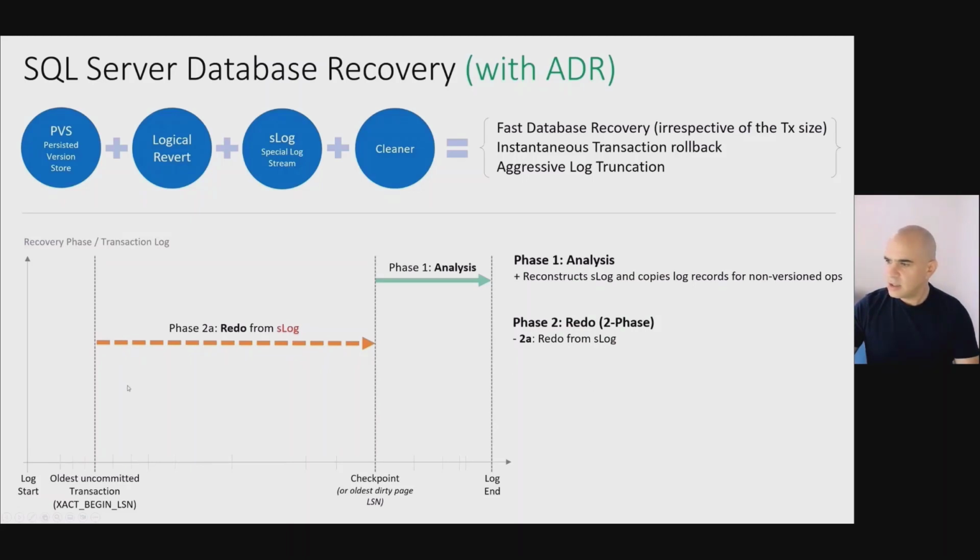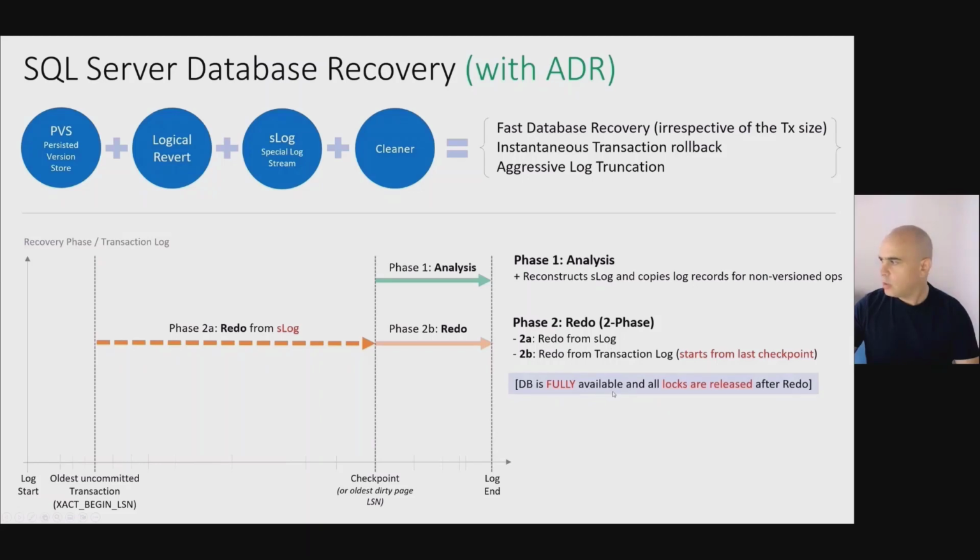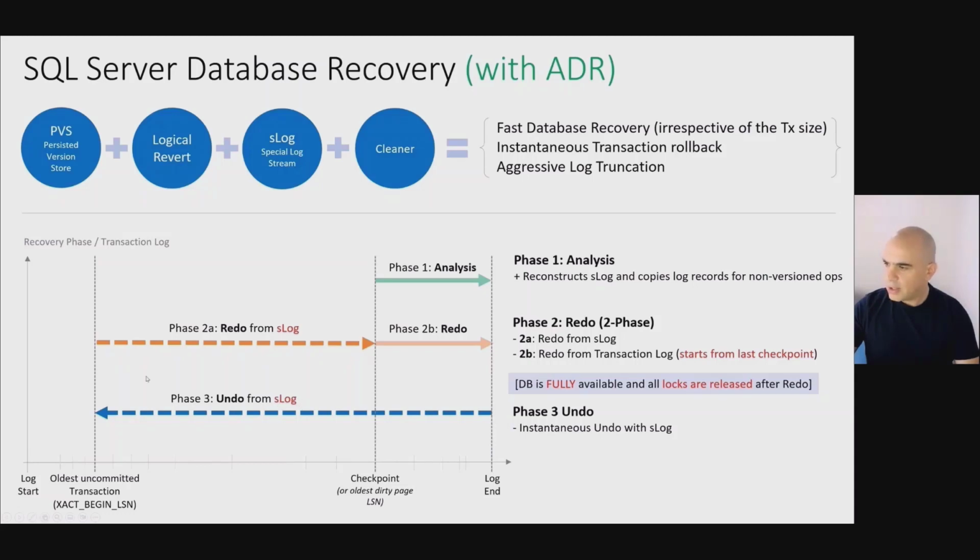The first phase is completed using the slog, which is much faster. And only the second part is completed by using the transaction log. And you've noticed that it starts now from the last successful checkpoint instead of going all the way back to the oldest uncommitted transaction. At that point, we are able to release all locks and open the database fully. And lastly, undo is pretty fast also because it's completely done using the slog, which contains fewer records compared to the whole transaction log, and goes all the way back to the oldest uncommitted transaction.